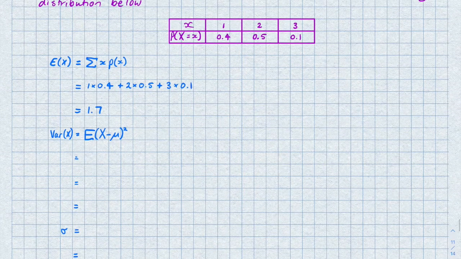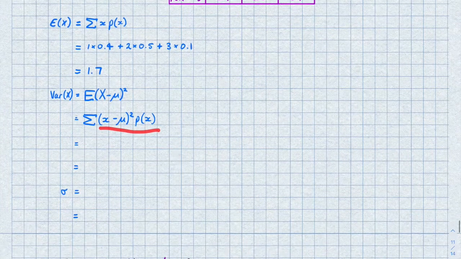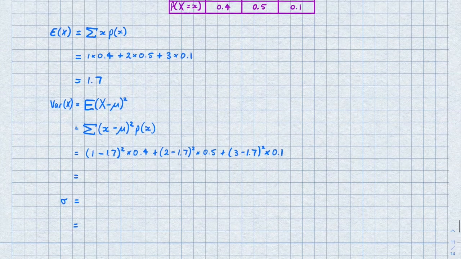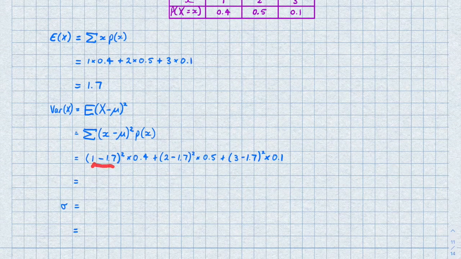Now to find the variance, we need the expected value of the scores minus the mean squared. So add up the scores minus the mean squared, multiplied by probability. Okay, adding up all those things. The first score is 1, subtract the mean, square it, multiply by the probability. The second score is 2, subtract the mean, square it, multiply by the probability. The third score is 3, subtract the mean, square it, multiply by the probability.